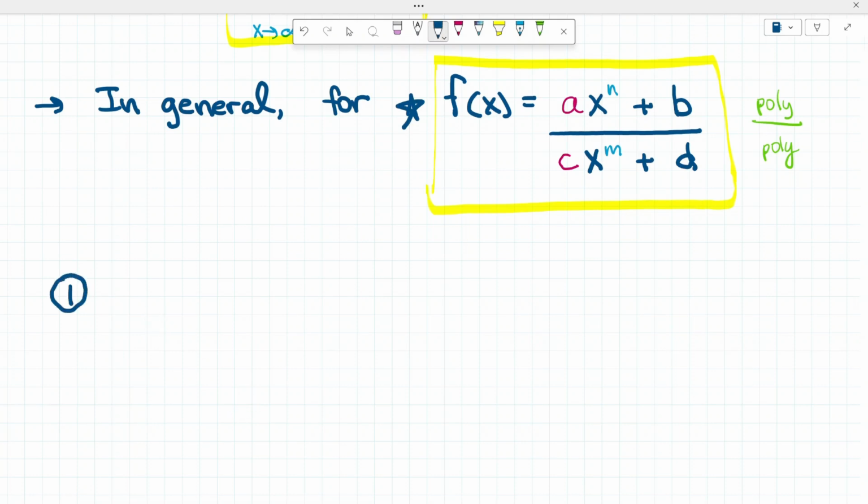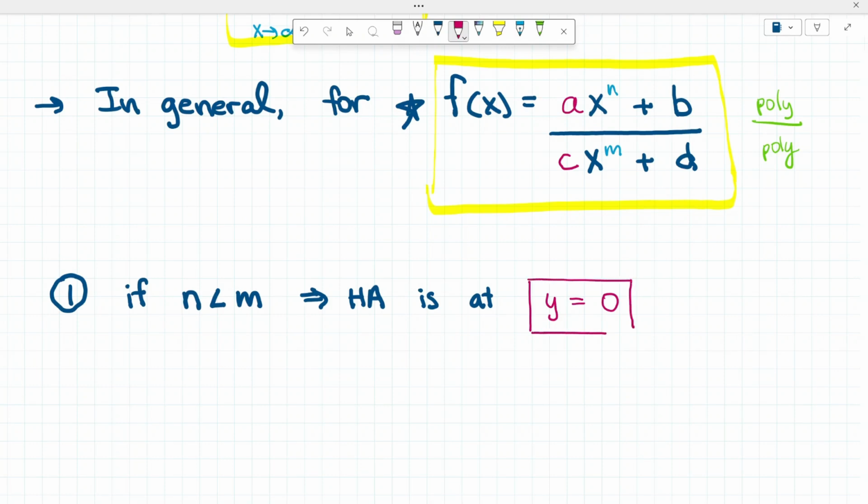For case number 1, we're considering if our power n is less than our power m. That means the degree of the numerator is less than the degree of the denominator. When we have this case, our horizontal asymptote is going to be at y equals 0. So that's great. If you can recognize that the degree on the top is less than the degree on the bottom, then your horizontal asymptote is a very simple case. It's a constant function, and in particular at y equals 0.